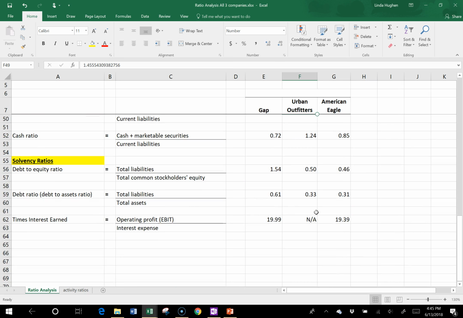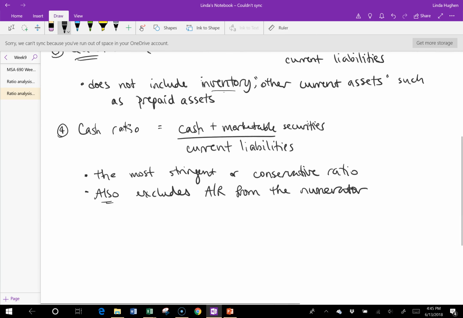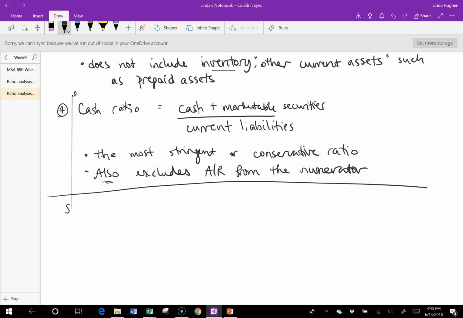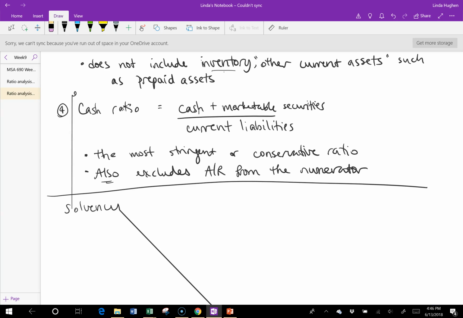Let's move along now to solvency. So if liquidity is the company's ability to meet its short-term obligations, solvency is the company's ability to meet long-term obligations or debts.